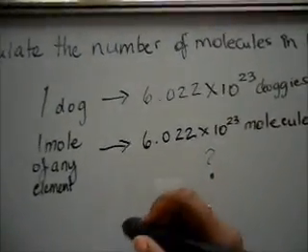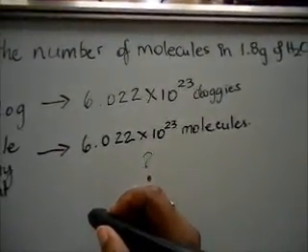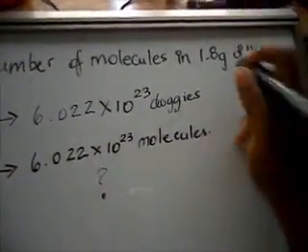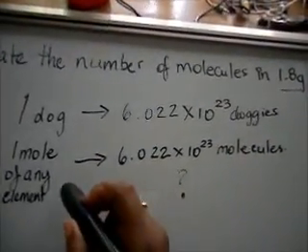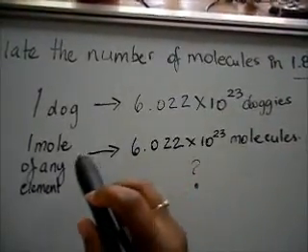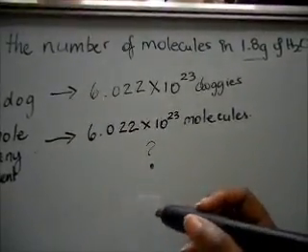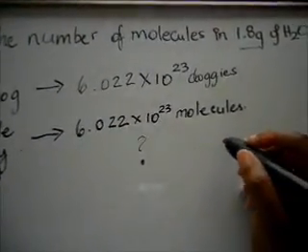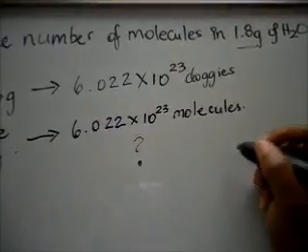So, what we need to find out is the molecules. They gave us the grams. And we see we have a relationship here where we're looking for the amount of molecules present in moles. So, if you know the grams, you can find out how many moles are present.